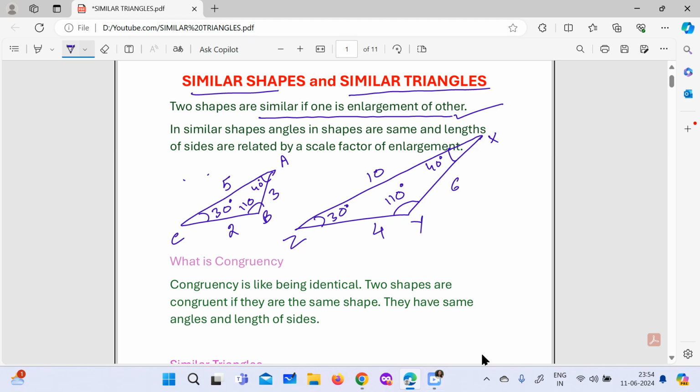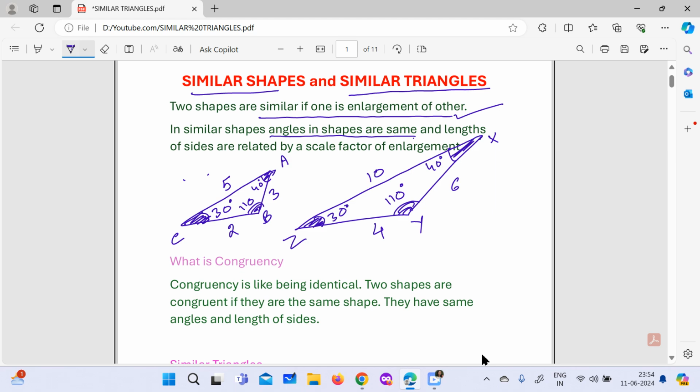Now I will say that these two shapes are similar, and the reason is, when you look at the angles of these two triangles, here I have 30 degrees, and here also I have 30 degrees. Then here I have 40 degrees, and here also 40 degrees. Then here we have 110, and here also we have 110. So one thing is done: the angles are equal. In similar shapes, angles are the same, so all the angles are the same.